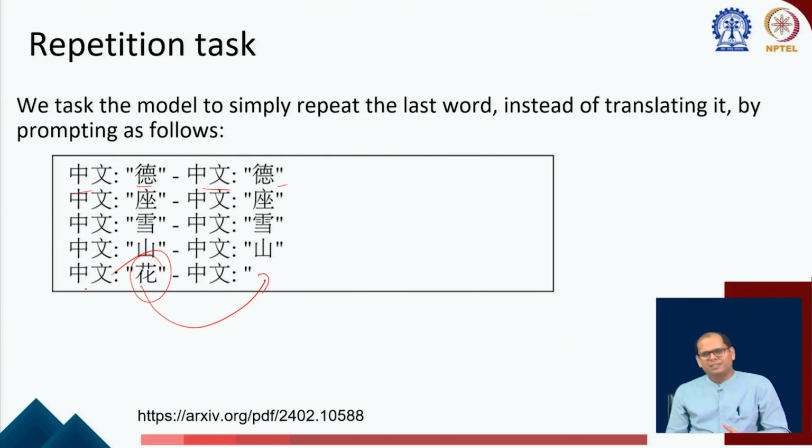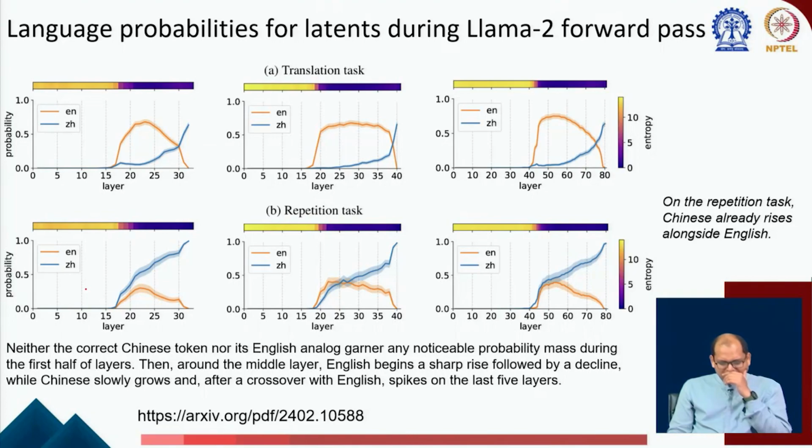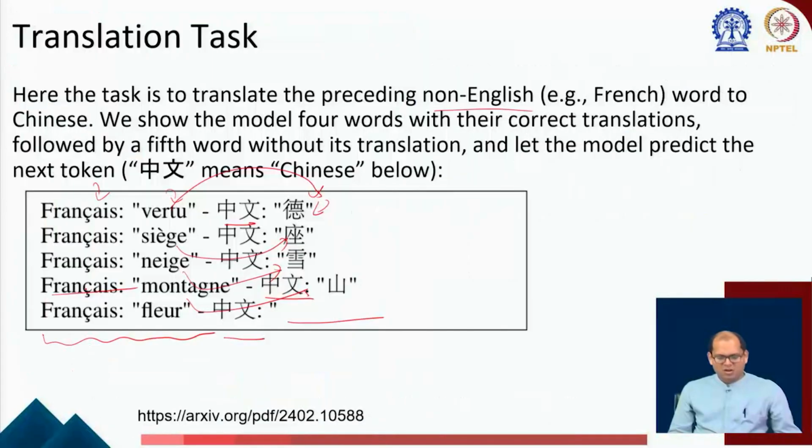So is the pattern for the model different across the repetition task and the translation task? That is what they found. For every task, they have the correct Chinese token, and they also know the correct English token. So you have this word, you know flower is the correct English word, and you have a correct Chinese word also.